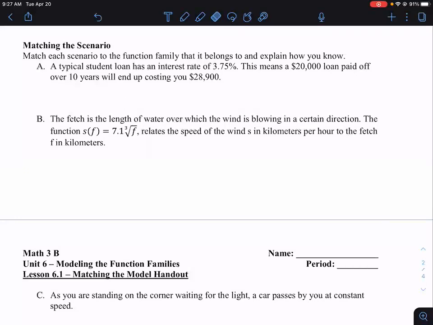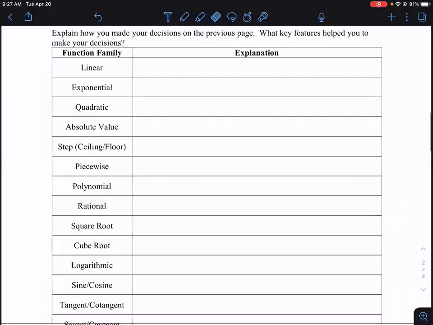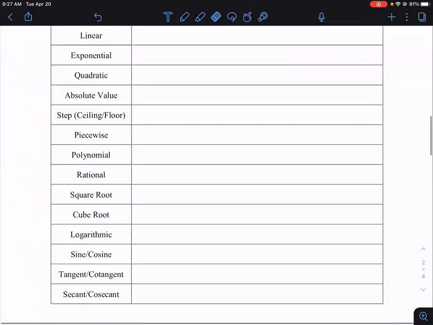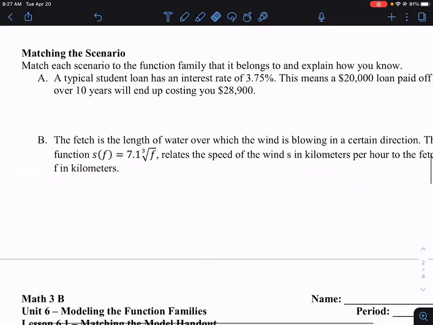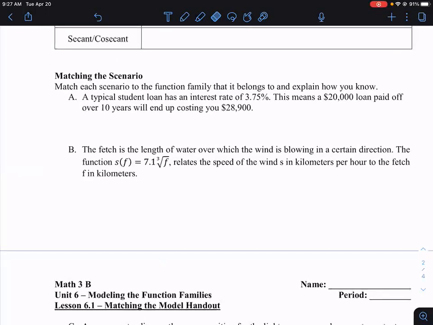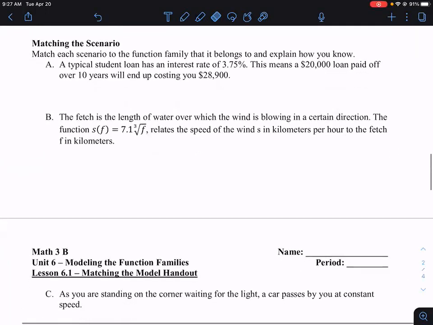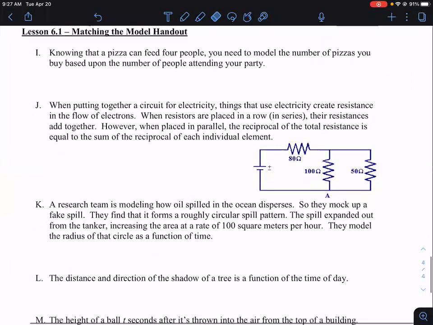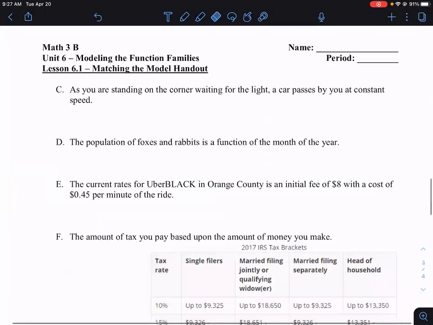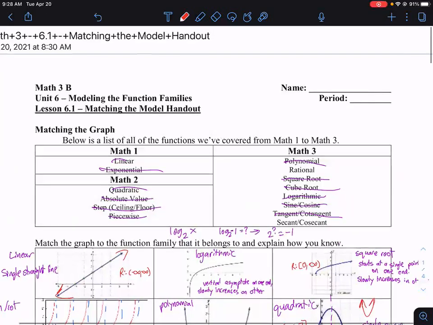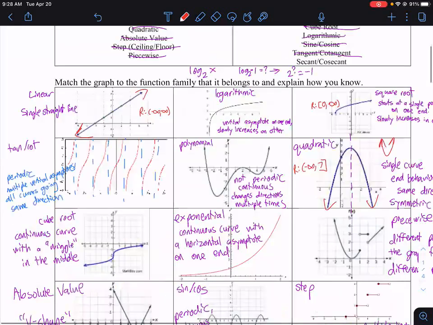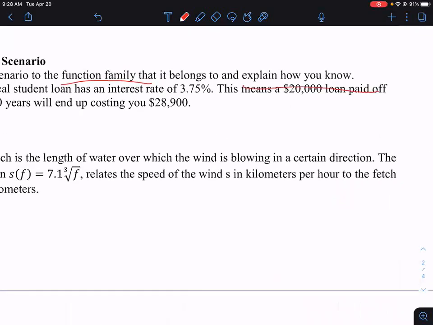Okay, so again, this table I already did on the front page. So if you want, you can rewrite it here to have it maybe all in one place. But we want to look at this matching the scenario section. Okay, so here we're given various word problems. Okay, so right now we're not trying to actually solve for a single number, right? We're just asked to figure out what function family, and again, the function families are these things. And then again, an explanation of how you know.